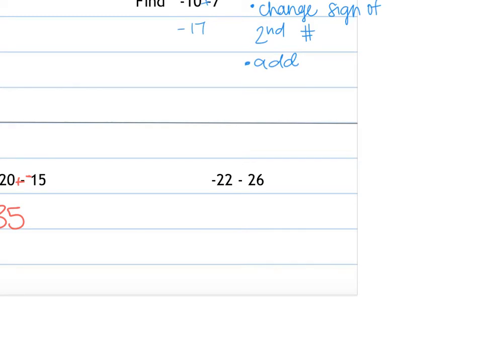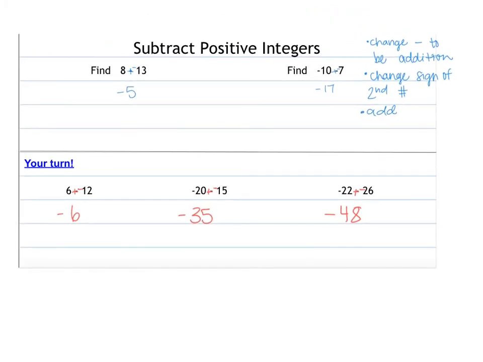-22 minus 26. Change it to addition. Change the sign of the second number. Since it's a +26, you make it a -26. And now they're both negative, so we add them together. 22 plus 26 is 48. Both of them are negative, so our answer is negative. The adding part, I'm just following the rules from our adding integers video.